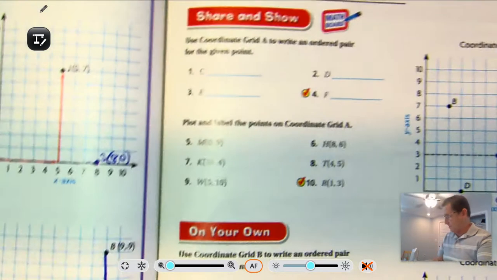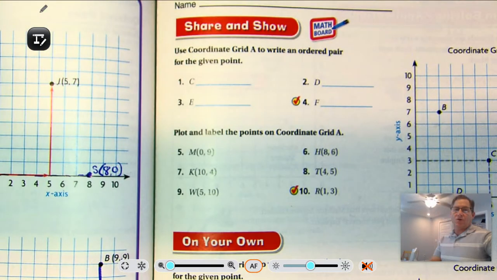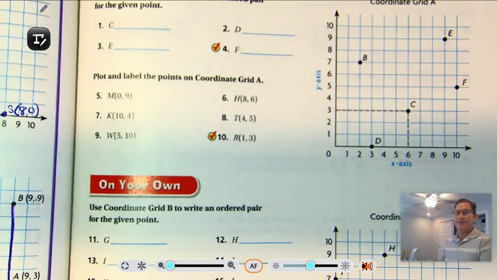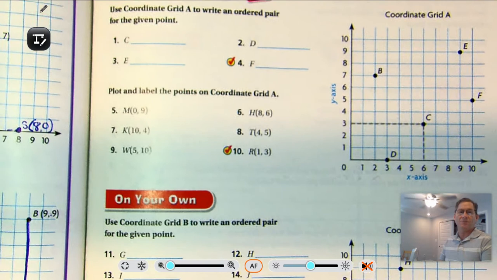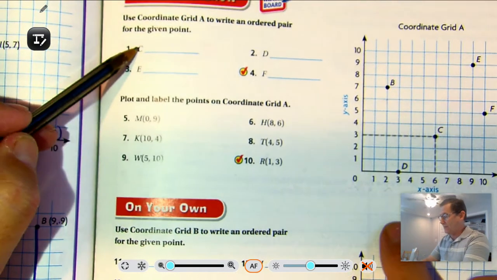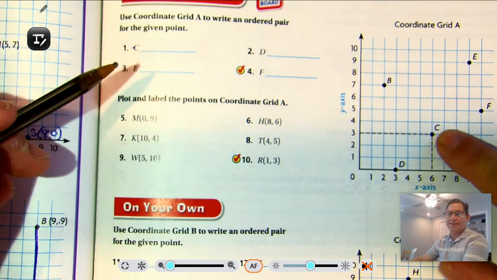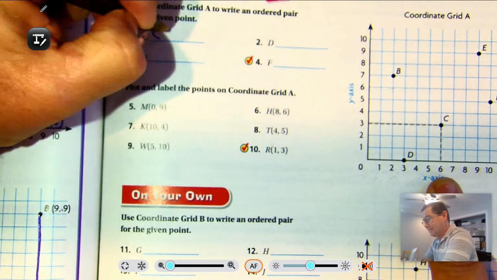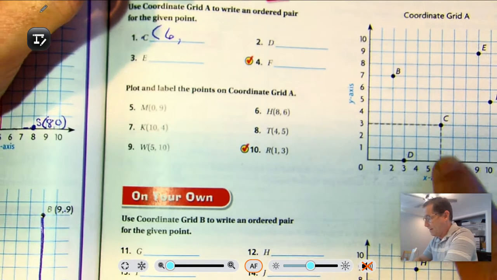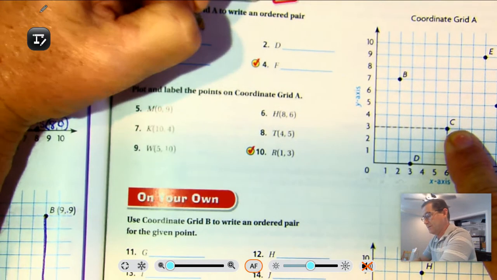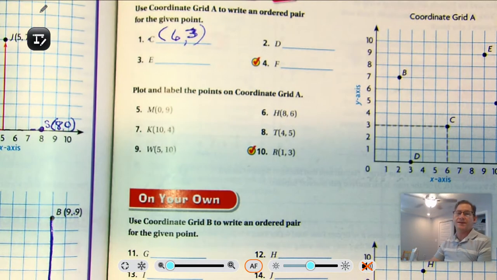All right, so let's continue. Page 395. Use the coordinate grid A to write an ordered pair. All right, so let's find A. I'm sorry, let's find C. This is grid A. Point C. So here's point C. And I notice that it's over 6 and up 3. So 6, 3 is the ordered pair for C.